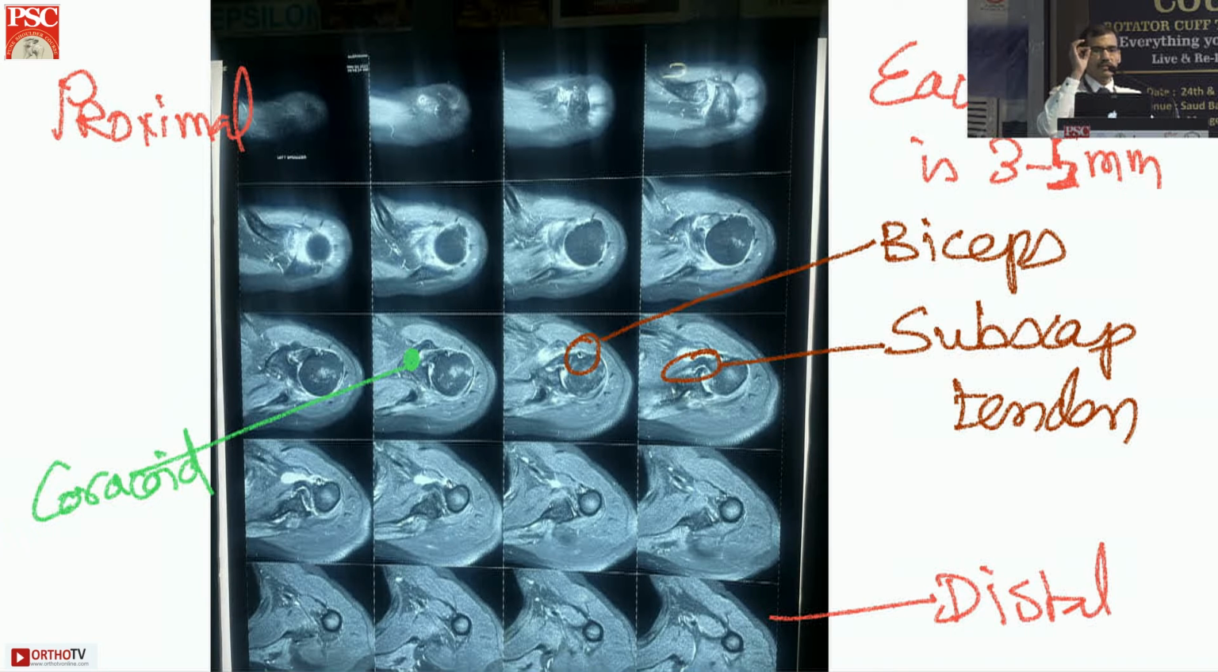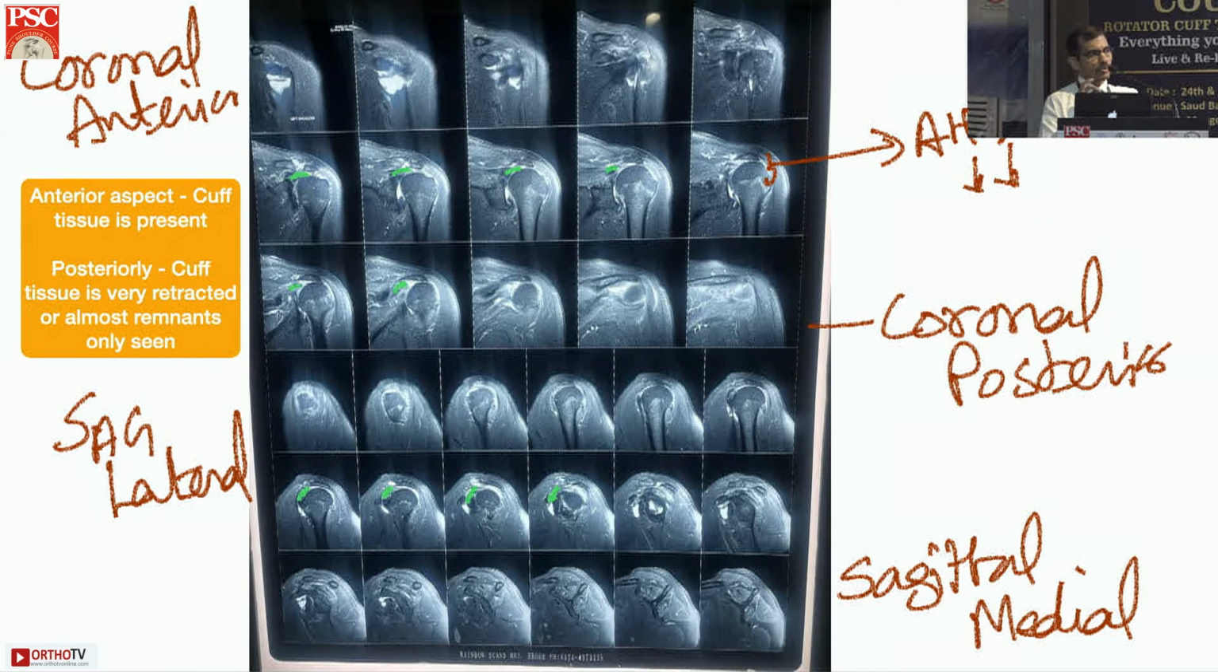And then whether the biceps is subluxed or not. The biceps subluxation and subscap tear is an important point to note in a massive cuff tear. Next is looking at these views, the coronal view and the sagittal view. The top 3 are the coronal ones, the bottom 3 are the sagittal ones.